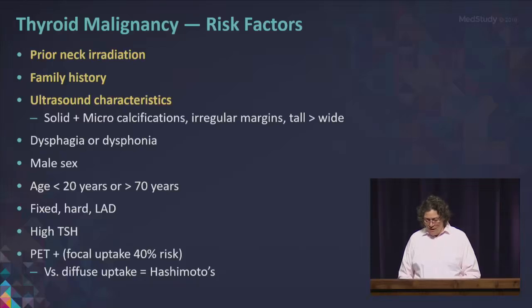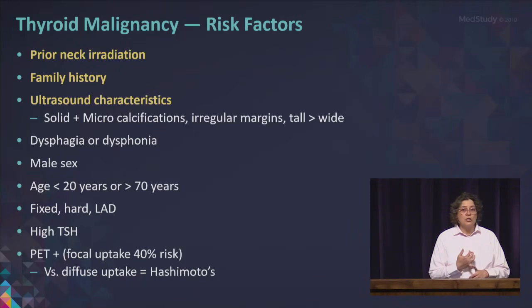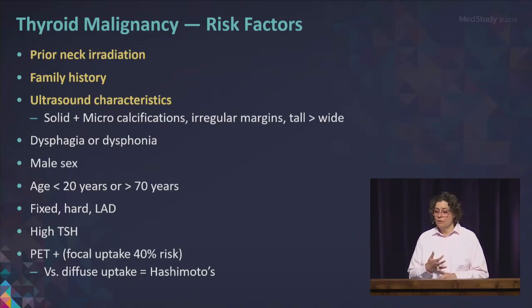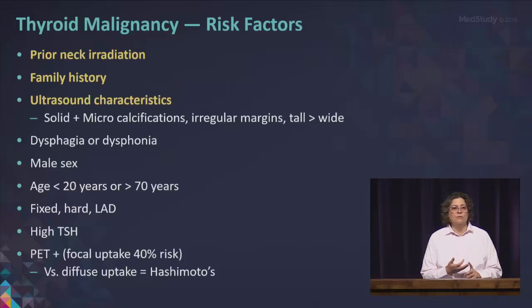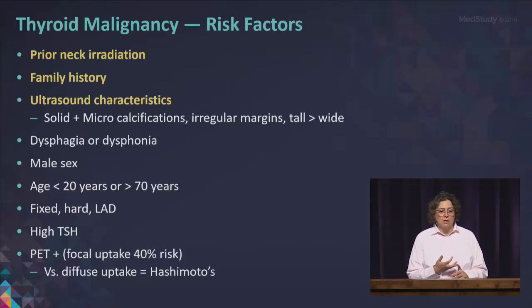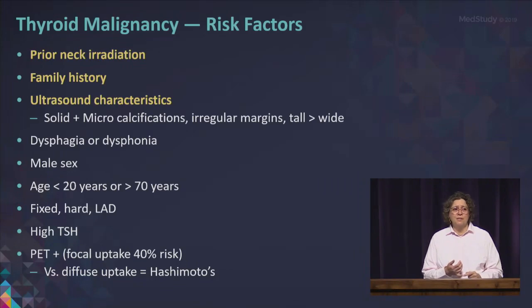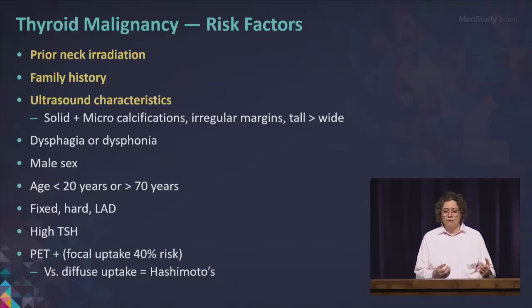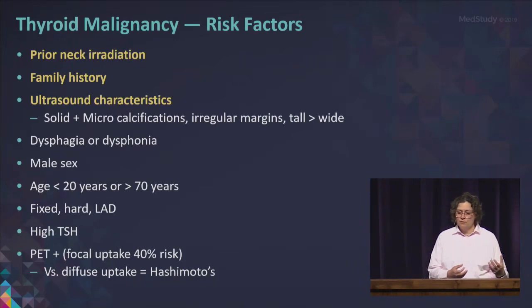So what are the risk factors for thyroid cancer? Prior neck radiation, especially in childhood, a family history of thyroid cancer. We look for ultrasound characteristics such as solid nodules, micro or macro calcifications, irregular margins, nodules that are growing taller more than wide. You look for evidence of fixed thyroid tissue, dysphagia, dysphonia. Men have a higher chance. They're very young, very old. If you have lymphadenopathy, especially that's fixed and hard.